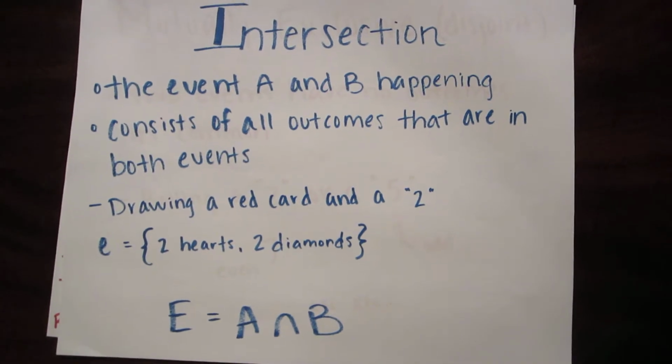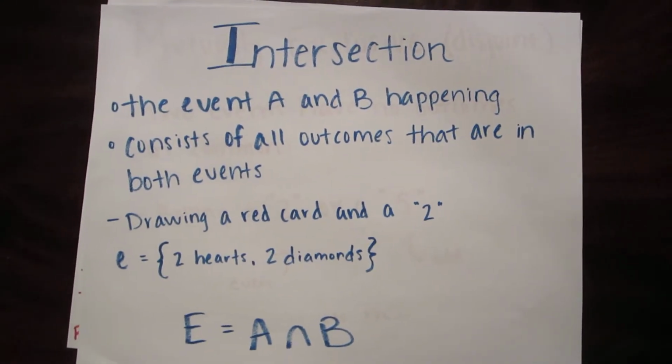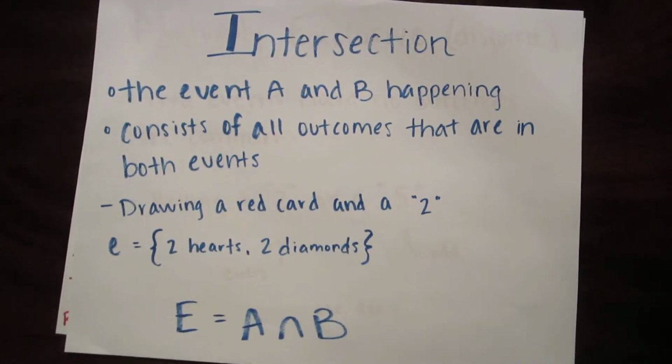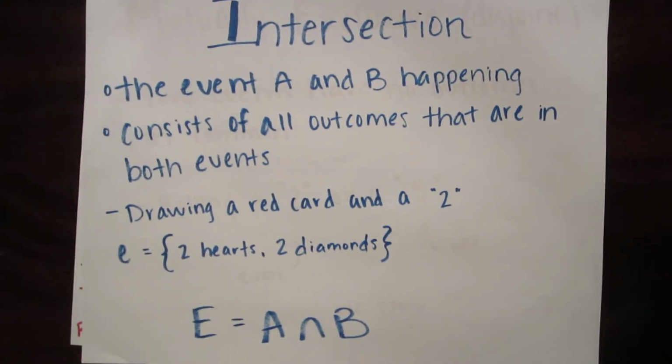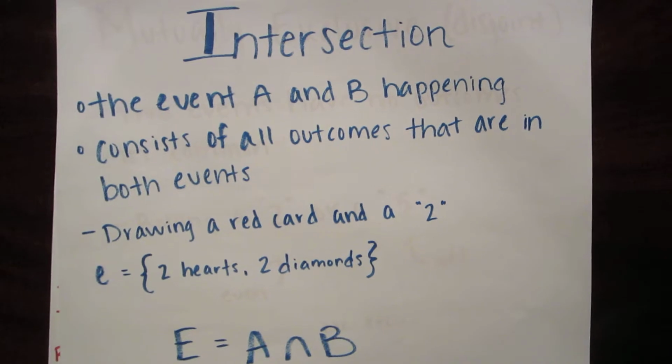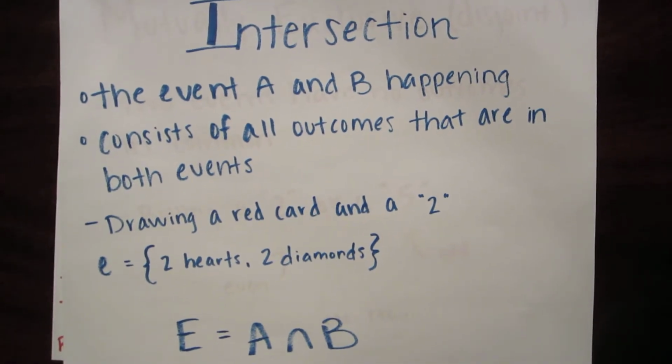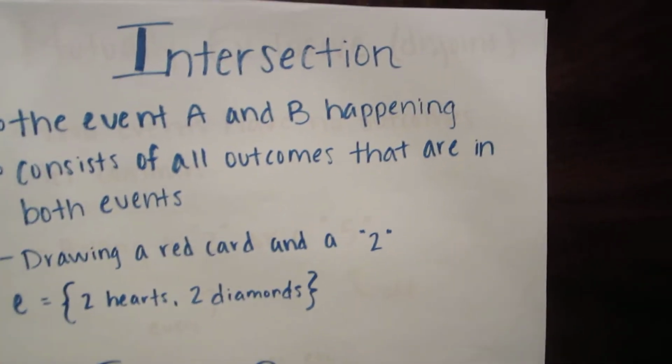Intersection: the event A and B happening. The event A and B consists of all experimental outcomes that are in both the event A and the event B. A and B is called the intersection of the 2 events and is also denoted by A ∩ B.